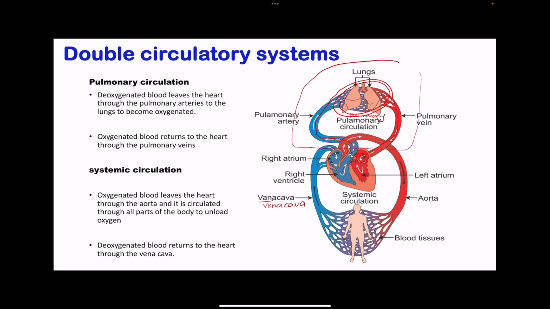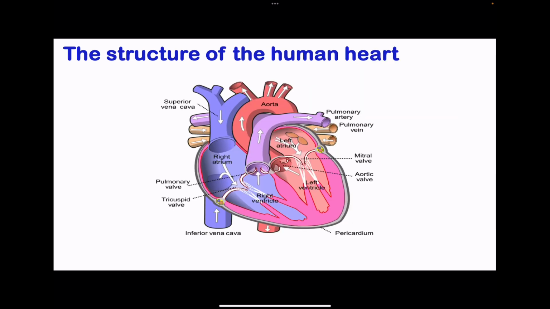And systemic circulation is when blood comes from the rest of the body, returns into the heart, and then is pumped from the heart to the rest of the body. So systemic is to do with the body systems, whereas pulmonary is to do with the lungs. So this is the structure of the heart.